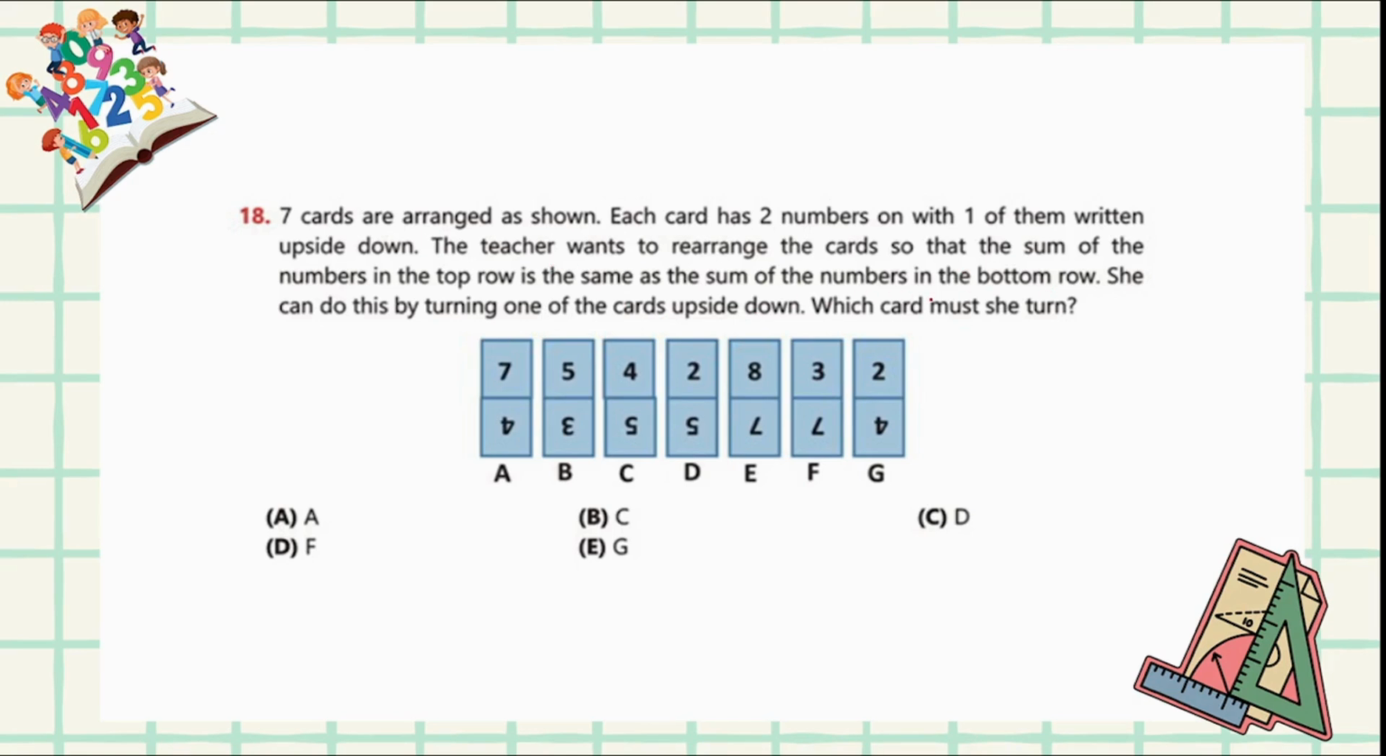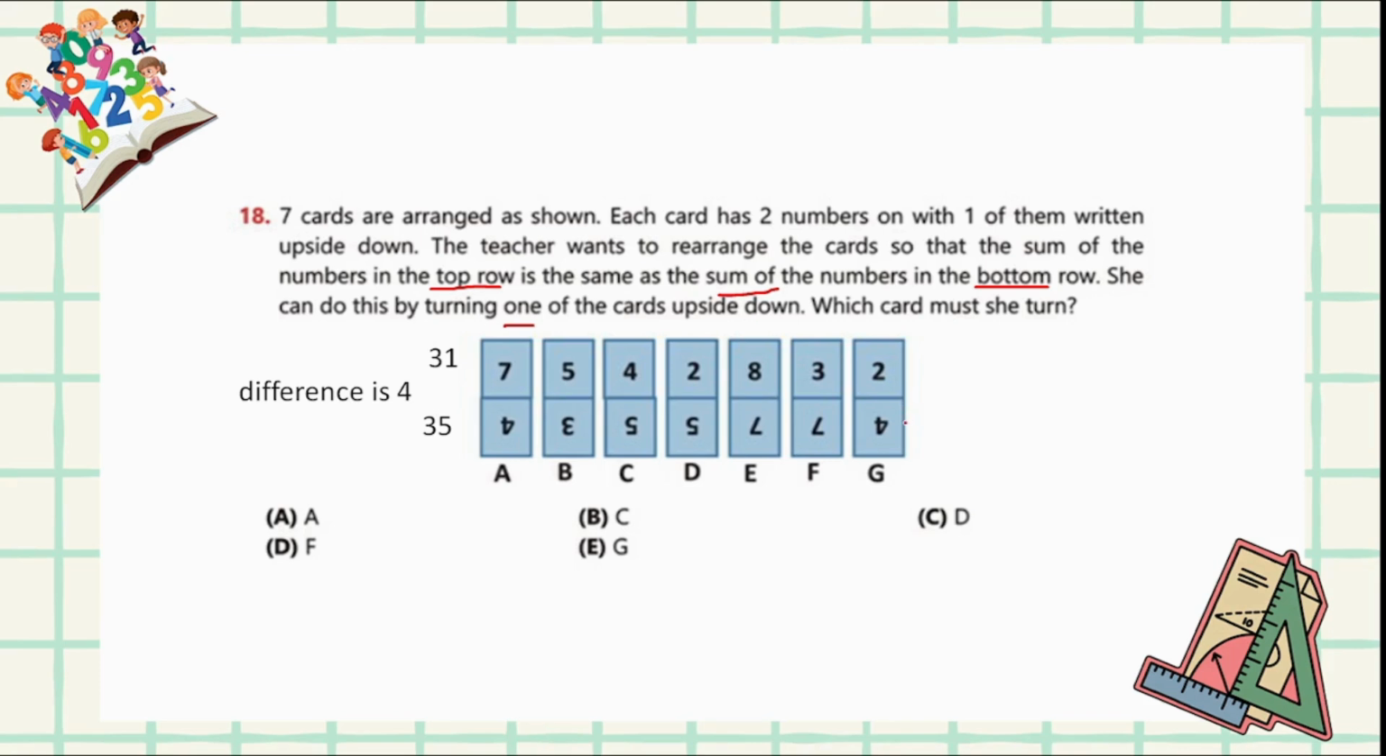So in this question, we have to make sure that the sum of the numbers in the top row and in the bottom row are same. And we can flip only one card out of all. So let's calculate the total of the upper row first, that is 31, and the total of the lower row is 35. So it means there is a difference of 4 only.